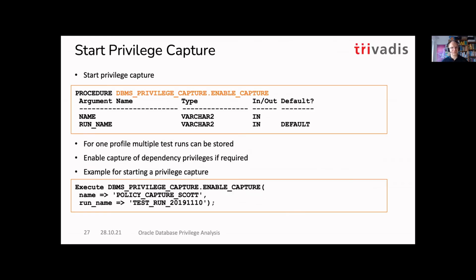When you start the capture, just using DBMS_PRIVILEGE_CAPTURE.ENABLE_CAPTURE, you provide the name, and you can provide a run name. You have different runs or multiple runs for the same policy. It's a good way to provide a run name so that you can distinguish the runs. Example in the lower part, one test run started in November 2019.